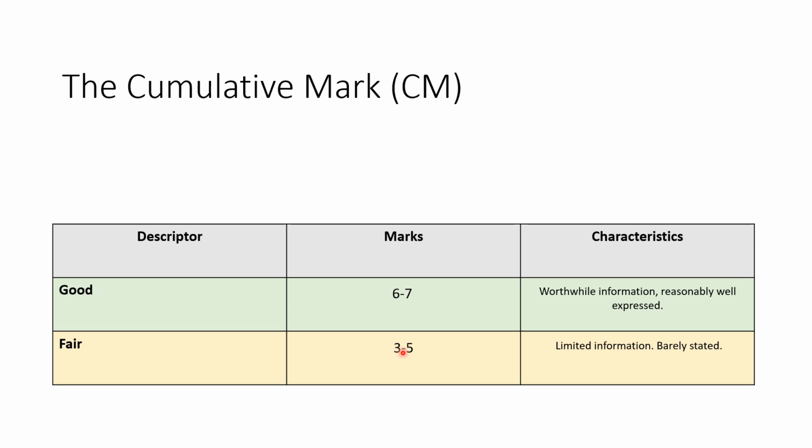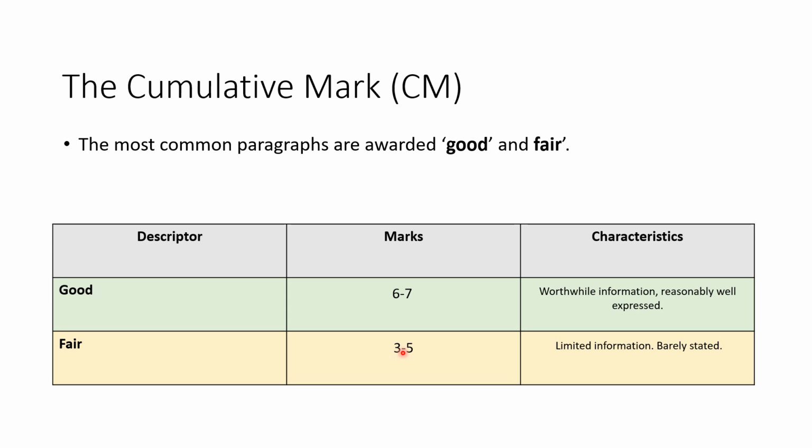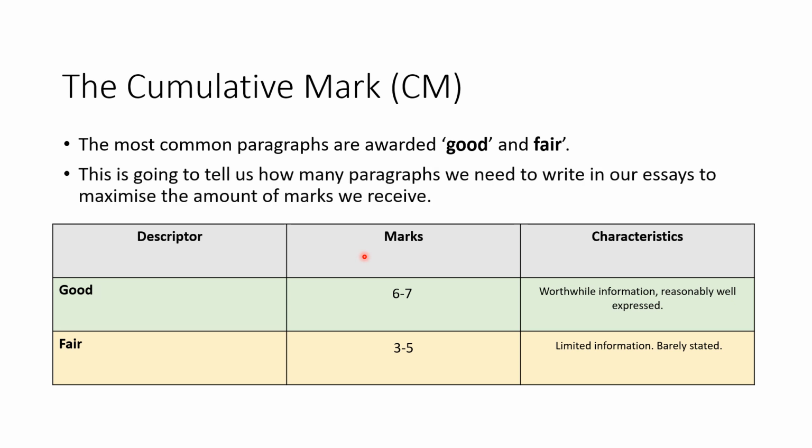So if we look at the descriptors good and fair, the most common paragraphs awarded are good and fair. So in that 3 to 7 mark range is what we'll expect to get. And this is really important because it's going to tell us how many paragraphs we need to write in our Leaving Cert History essays to maximize the amount of marks that we receive. So we're going to use this information given to us in the marking scheme. These are the most commonly awarded marks, 3 to 7, and we're going to use that to guide how long our Leaving Cert History essays should be.